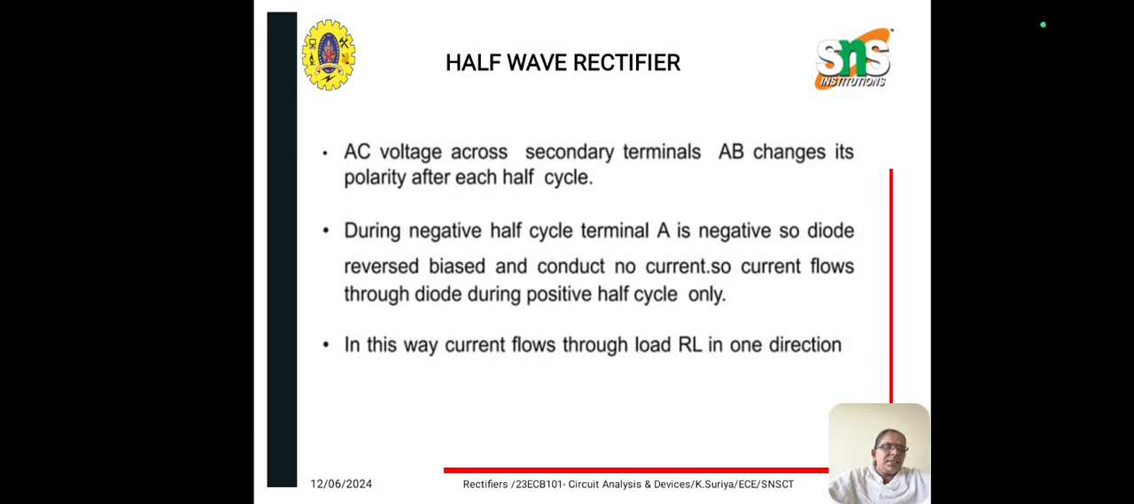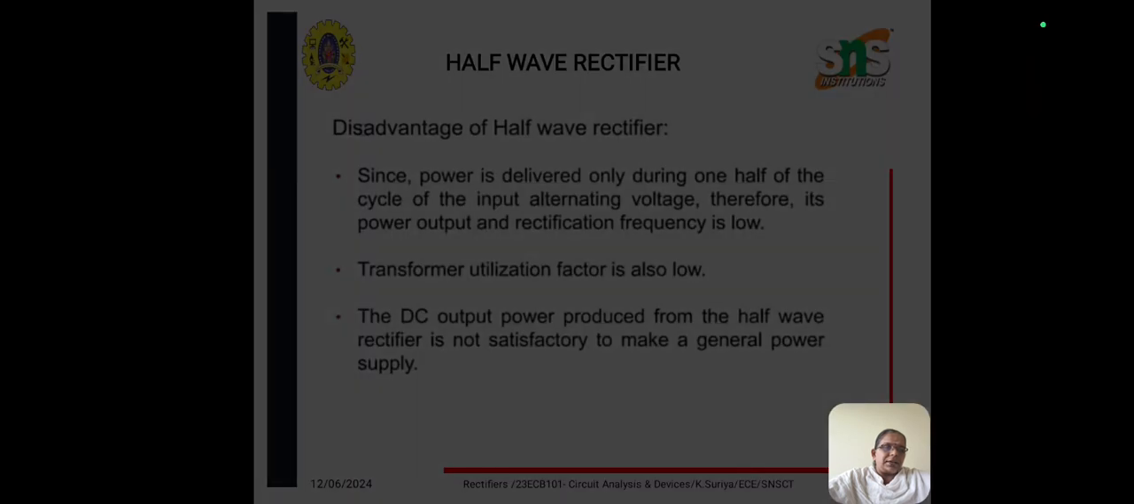So here the AC voltage across the secondary terminals AB changes its polarity after each half cycle. During the negative half cycle, terminal A is negative, so the diode is reverse biased and will not conduct, so no current will flow during the negative half cycle. Current flows only through the positive half cycle. In this way the current flows through the load RL in one direction.